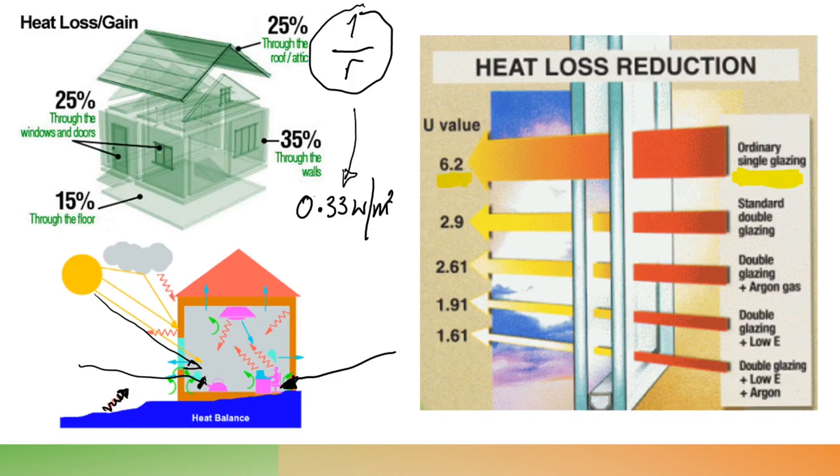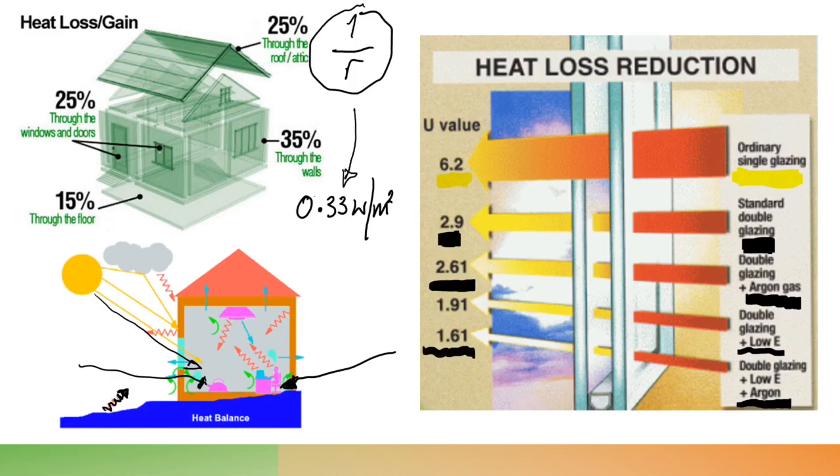So going back to the highlighter, you can see when we get standard double glazing there, this figure is dramatically reduced from 6.2 to 2.9. And then we can add various gases in, so double glazing and argon gas, as I mentioned, has come down another 0.3. And then we've got double glazing, low E, and then right the way down with low E, that's low emission by the way, low E and argon. Look at this, right down to 1.61 from 6.2. That's a huge difference.